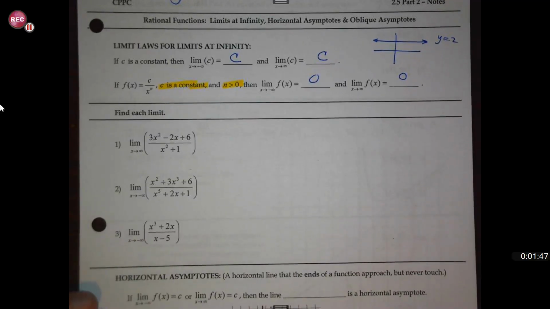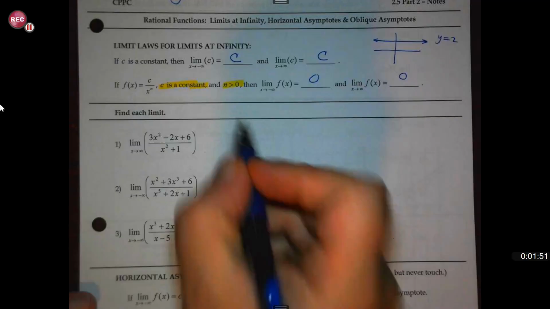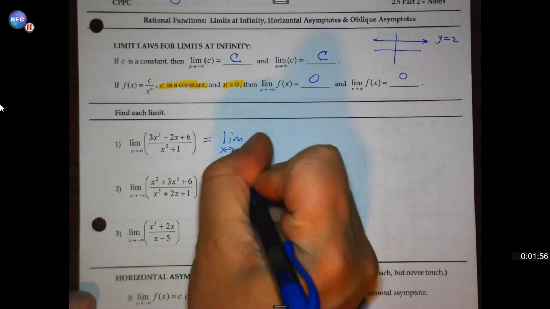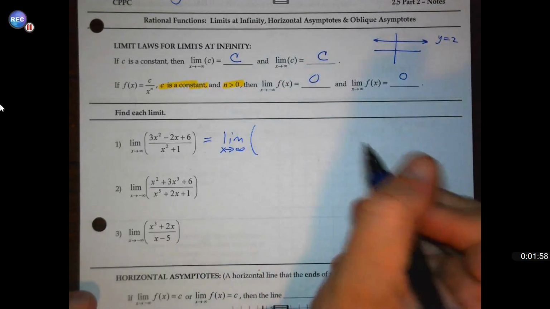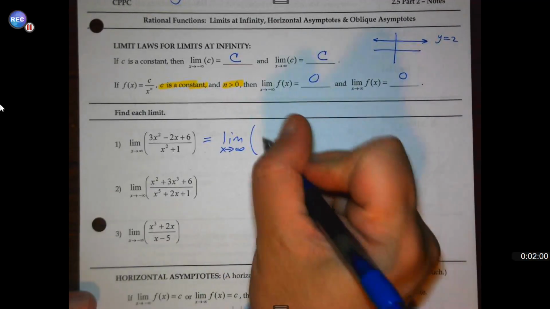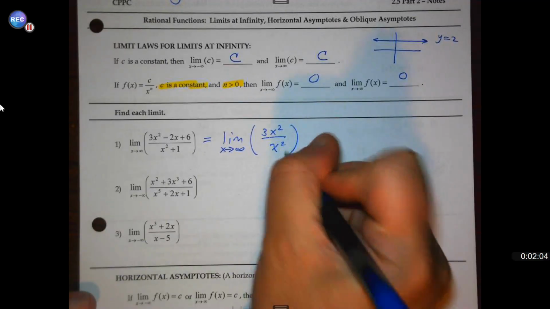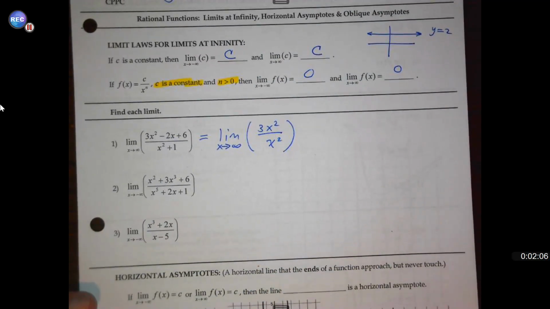So we have the limit as x goes to infinity of this fraction function. And one thing we can do is just take the highest power of the x in both the numerator and the denominator. So we're really just focusing on this limit.